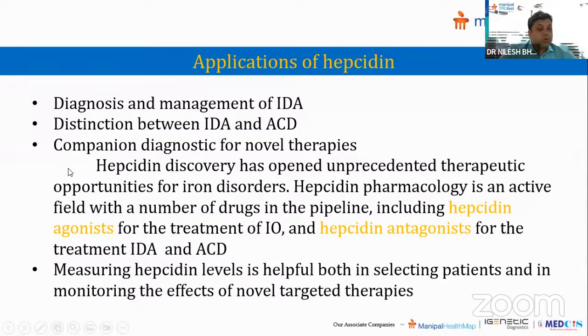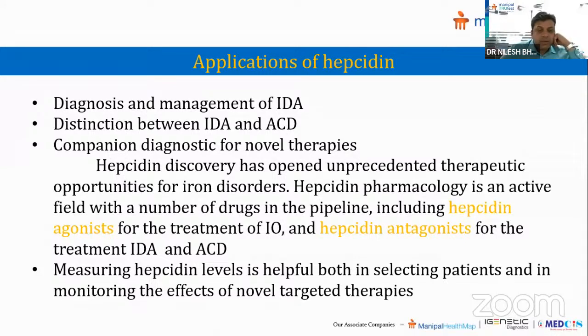Hepcidin discovery has also opened a lot of opportunities to develop newer kinds of drugs, and many hepcidin agonists and hepcidin antagonists are under development. So hepcidin agonists can be used in the treatment of iron overload, while hepcidin antagonists can be used in the treatment of iron deficiency anemia and anemia of chronic disease. These kinds of drugs are still not yet in the market, but definitely sooner or later, these will become mainstream drugs.